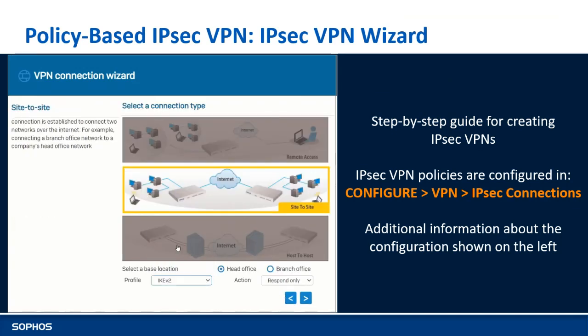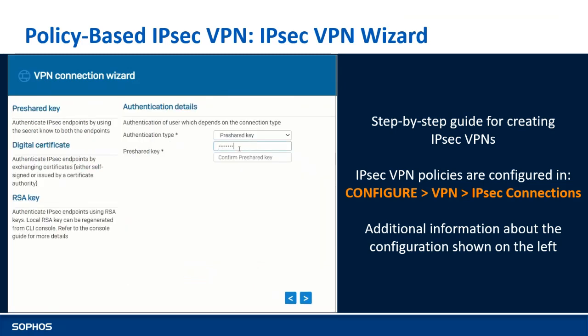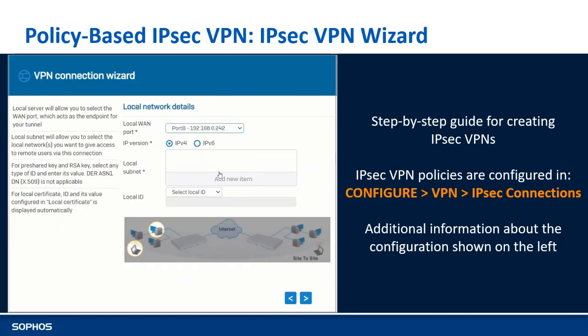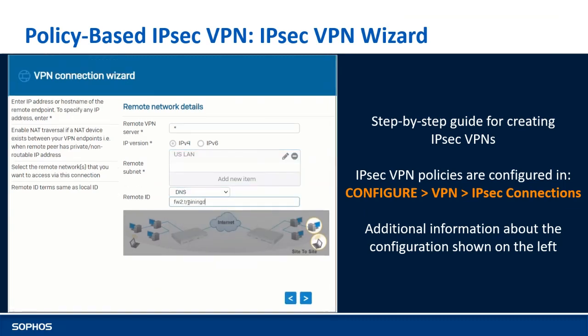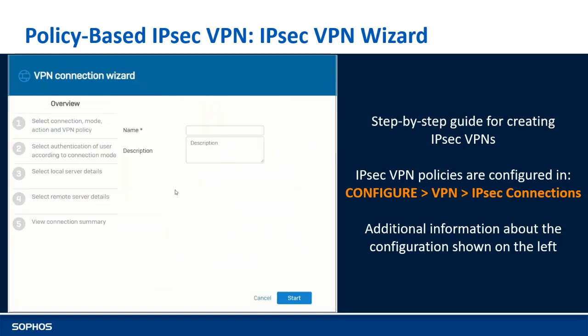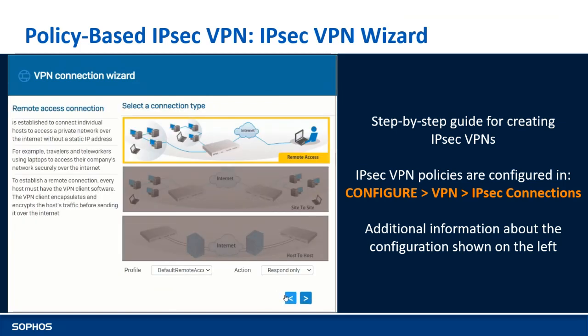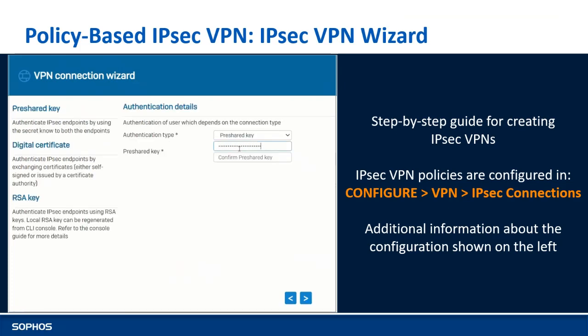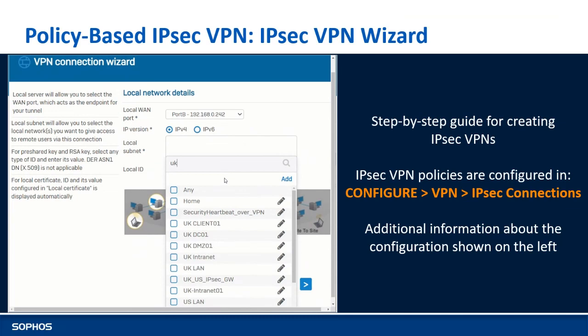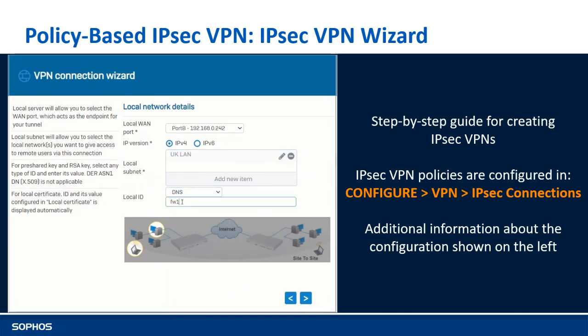Now we will look at the policy-based VPN settings. This is a wizard that can be launched from the IPsec VPNs, site-to-site VPNs page, which can be used to create a policy-based VPN. The wizard will guide you through the steps needed to create a VPN, providing additional help and description for each field on the left, as you can see here in the video.